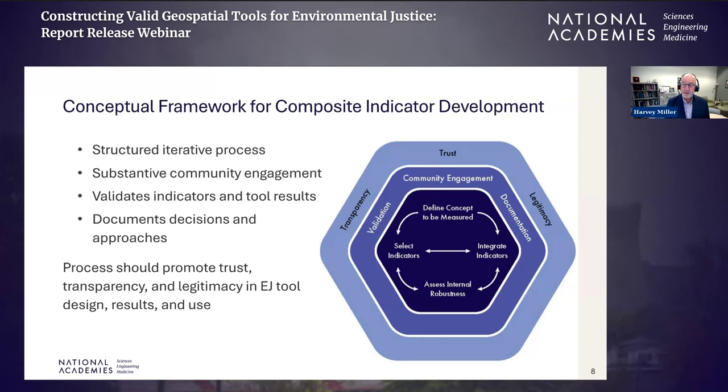The middle ring surrounding the structured iterative development process indicates how this process needs to be embedded. It needs to have substantive and meaningful community engagement throughout the process, careful validation of the tools and its output, and good and accessible documentation of all decisions made in the tool development. And in the outer ring, you see that the structured iterative development process embedded in that careful setting of validation, community engagement, and documentation leads to these desired outcomes, which is trust in the tool by all parties, transparency in how its results were derived, and legitimacy in the sense that it captures real-world conditions with validity. Now, at this point, I'll hand it off to Walker Whelan, who will start walking us through some of the recommendations. Walker?